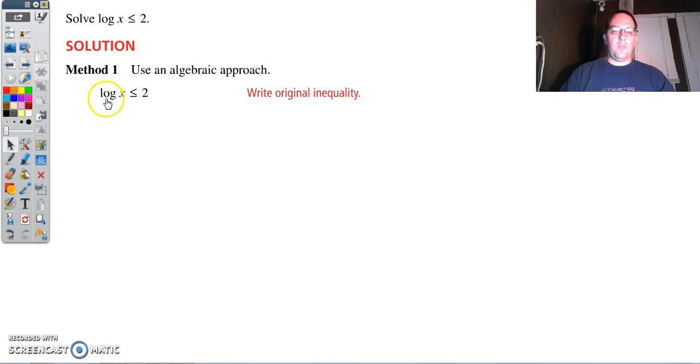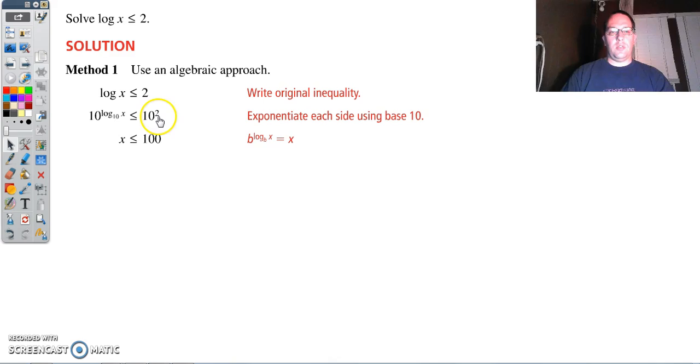We want to get rid of this logarithm. The logarithm is base 10 because it's common log. There's nothing there, so it's a 10. So we're going to have 10 to the common log of x less than or equal to 10 squared. The base of the exponent and the base of the logarithm are the same, so they cancel out and go away, just leaving us with x is less than or equal to 100, 10 squared.